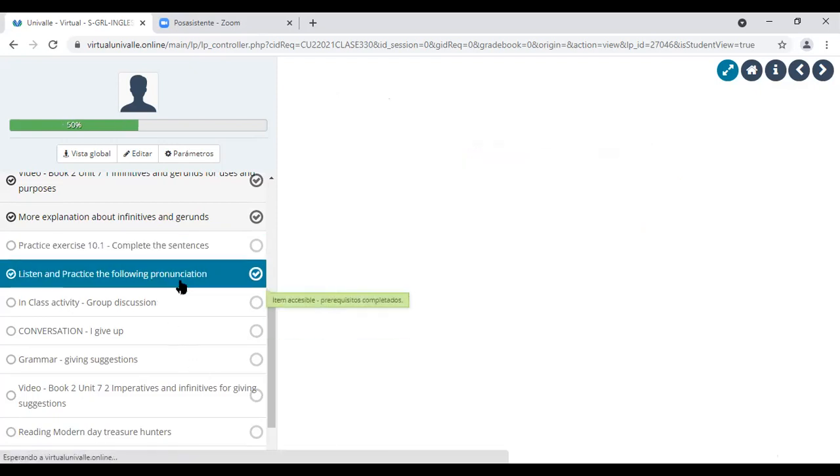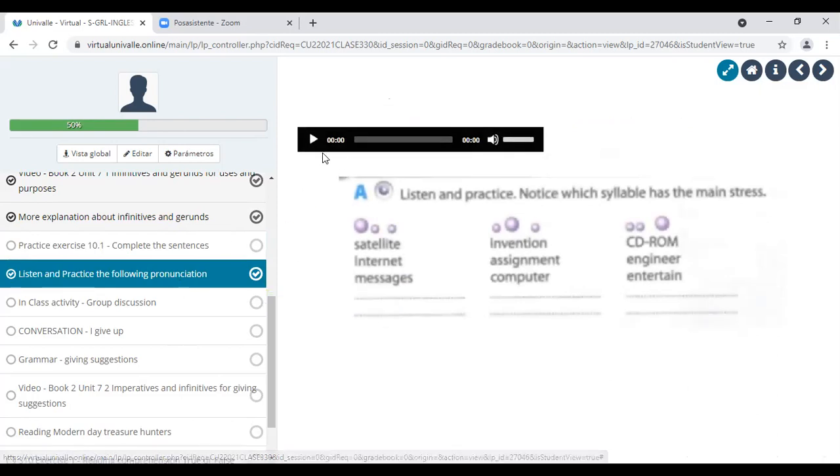Also, you're going to have a listening part. Listen and practice the following pronunciation.